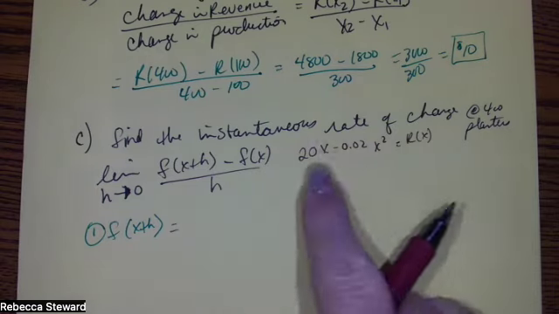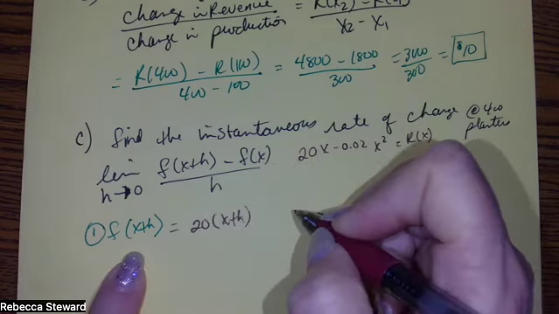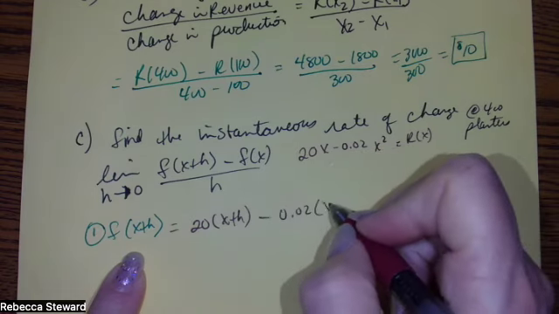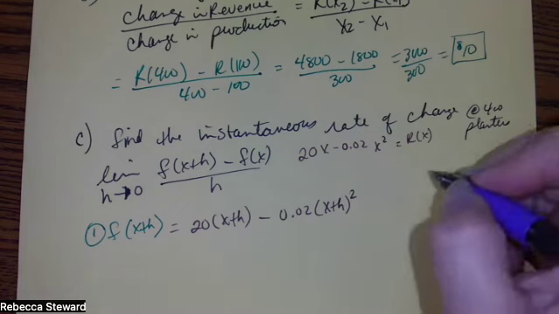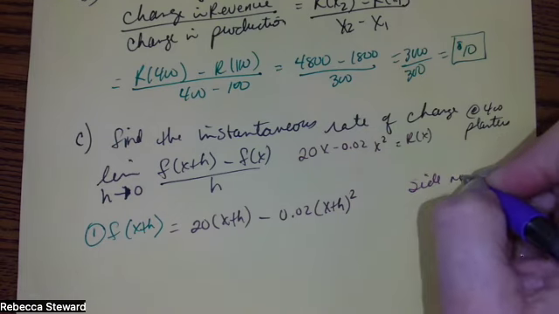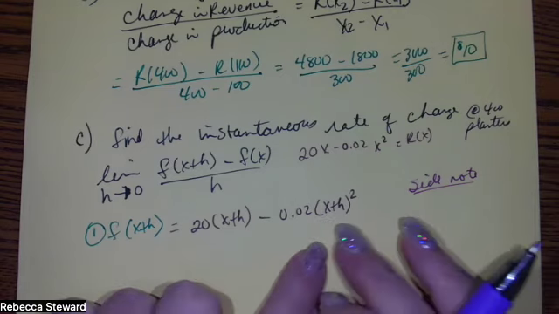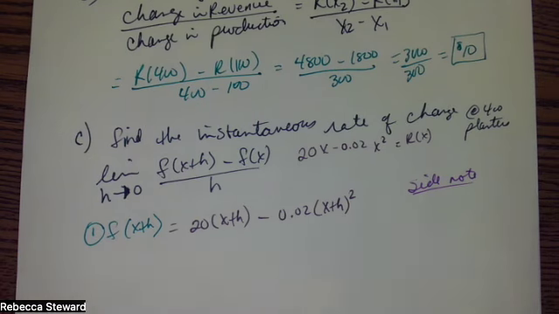So we're going to have 20 times our x plus h minus our 0.02 times our x plus h squared. So over here, I'm going to make a little side note of some math because we're going to use this a couple of times throughout this. We need to square that. And I like to do that part off to the side rather than in it because it gets a little boggy with all the math already.